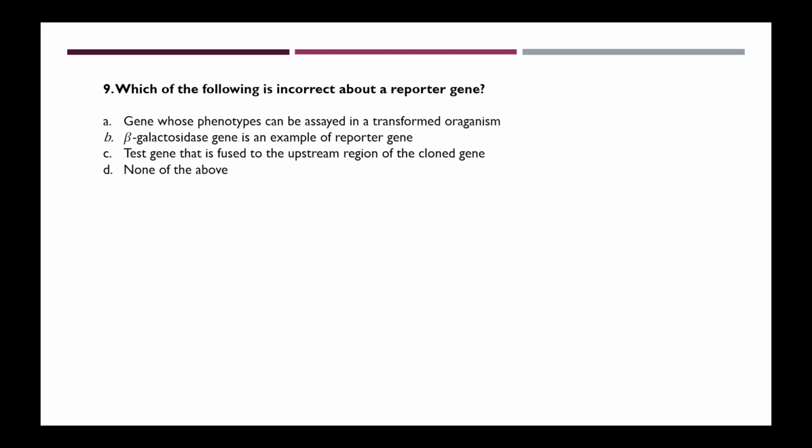The next question is, which of the following is incorrect about a reporter gene? First is a gene whose phenotype can be assayed in a transformed organism. Is this correct in regard to a reporter gene? Yes, ma'am. A reporter gene is used so that it can give a particular phenotype that can be assessed in a transformed organism. Next is, the beta galactosidase gene is an example of a reporter gene. Correct or not?